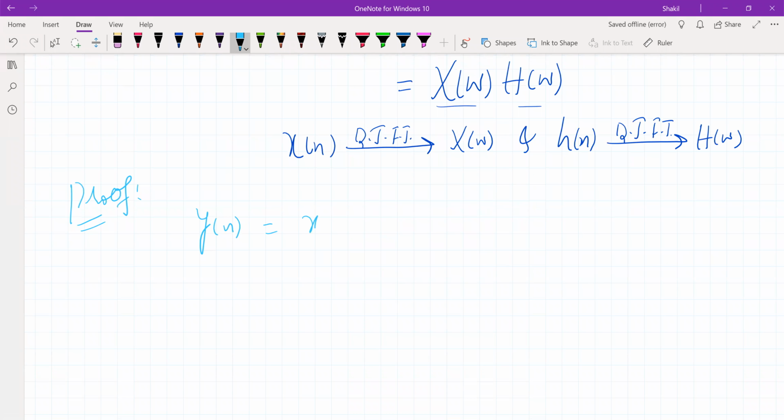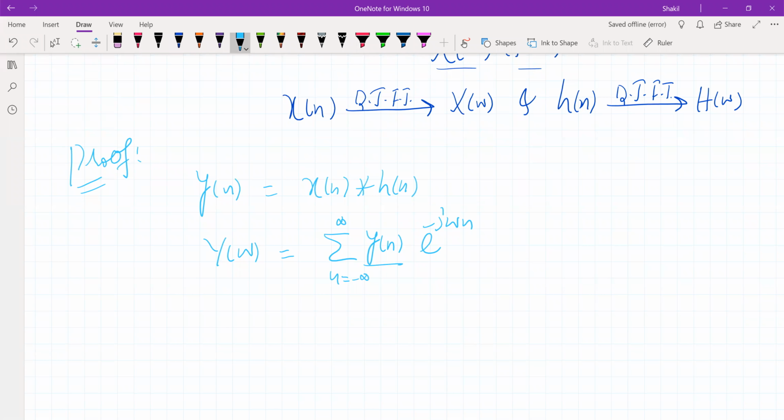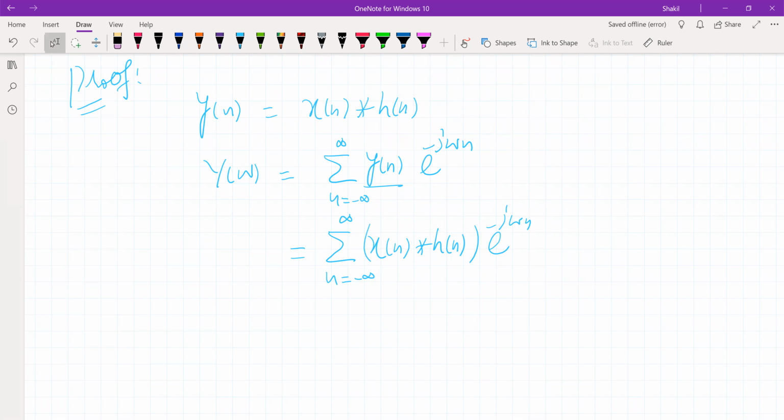we know y of n is x of n convolved with h of n, and taking the discrete time Fourier transform of this, that will be simply the summation over n from minus infinity to infinity of y of n e to the power of minus j omega n. But y of n is the convolution between these two, so substituting y, writing it like this.